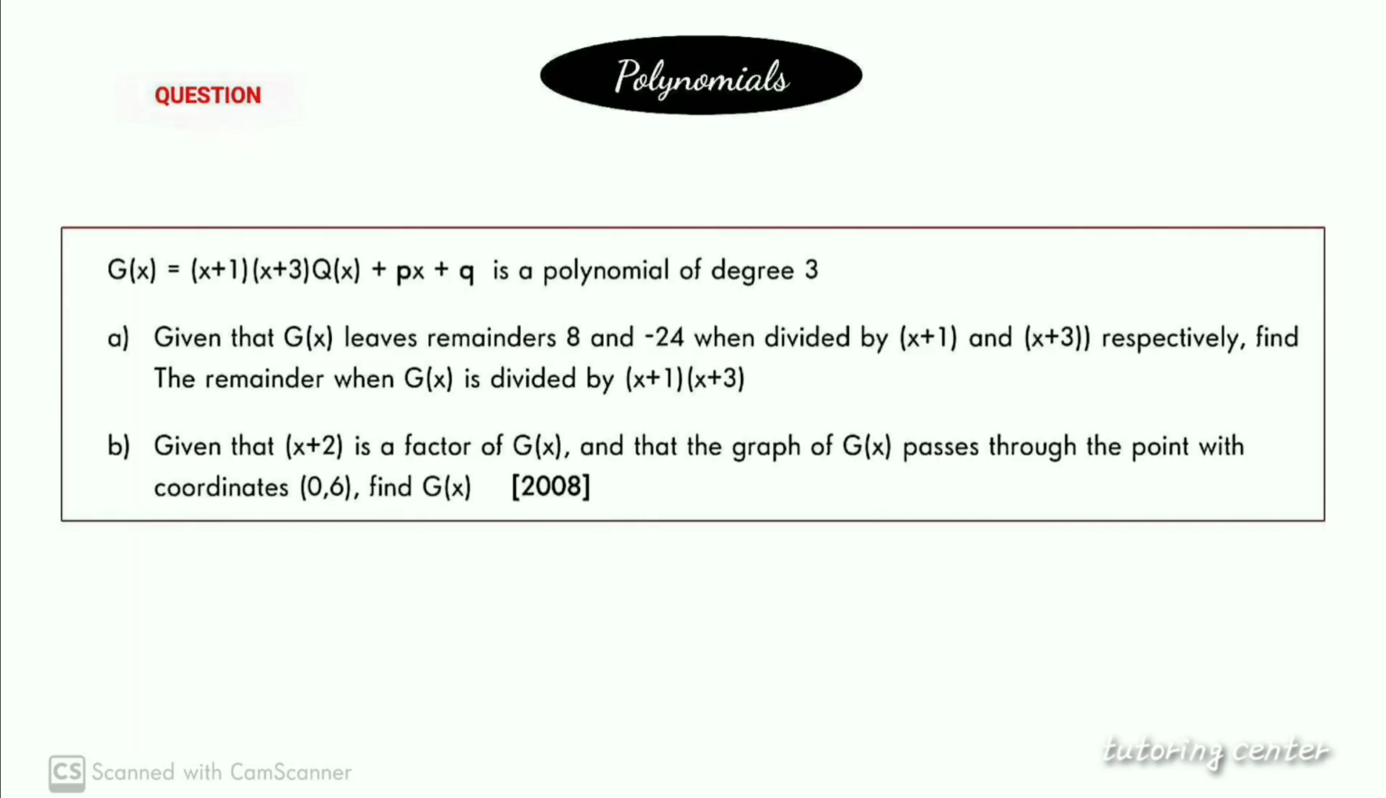Today we are going to be looking at a question in polynomials. Given that g of x is equal to (x + 1)(x + 3)q(x) + px + q is a polynomial of degree 3, and that g of x leaves remainders 8 and negative 24 when divided by x + 1 and x + 3 respectively, find the remainder when g of x is divided by (x + 1)(x + 3).